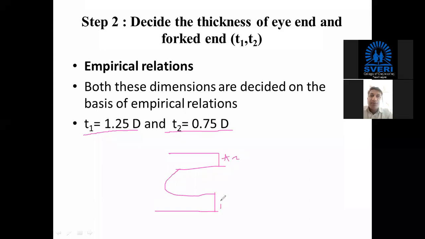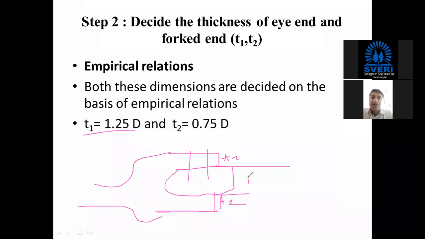And both parts of the fork, or sides of the fork, are used to sustain the stresses which are generated. The pin is inserted in this way. So that's why this is taken as 0.75, and the other end, the eye end, this thickness you are going to consider as T1, which is 1.25 times the diameter of the main rod.